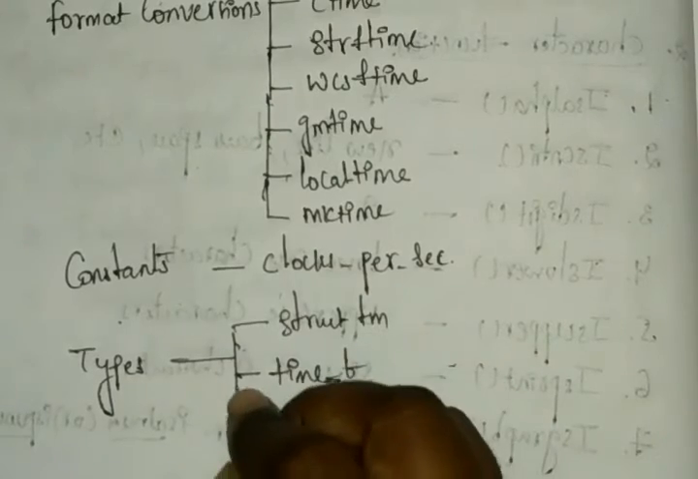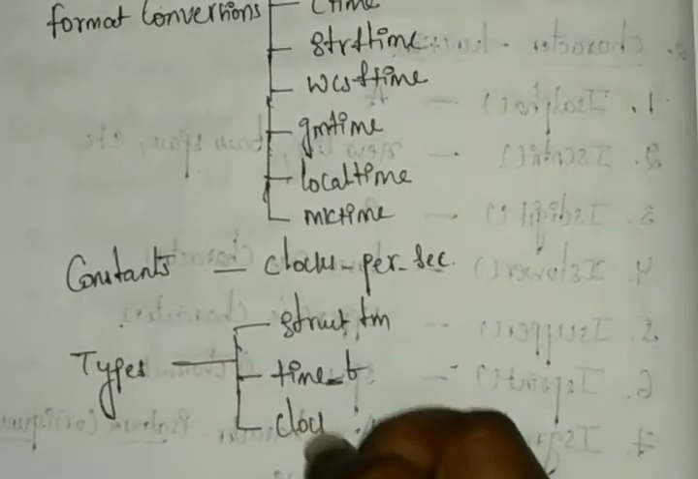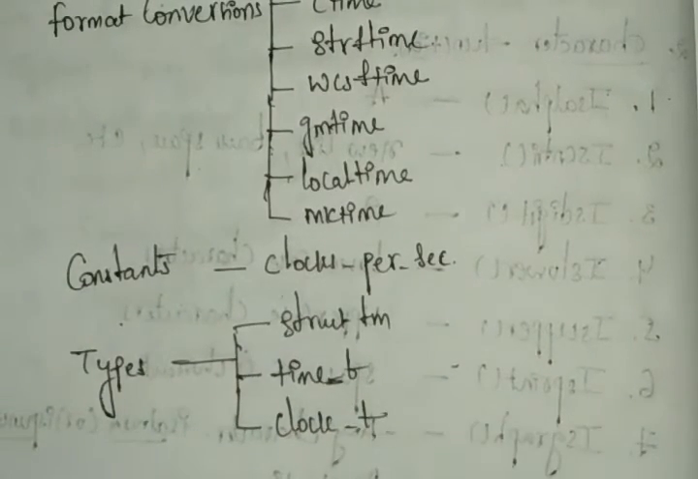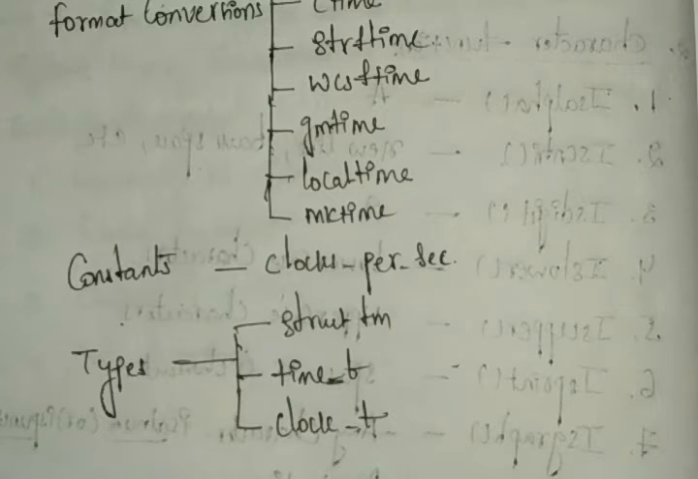And next here we have clock_t. The clock_t is the processor running time type. The clock_t can represent the running time at present, whatever you are performing, and that can be displayed by this.